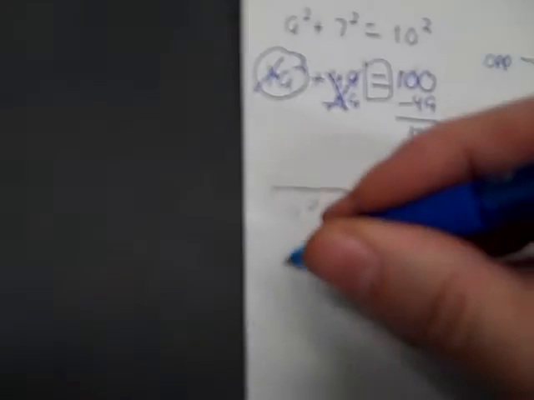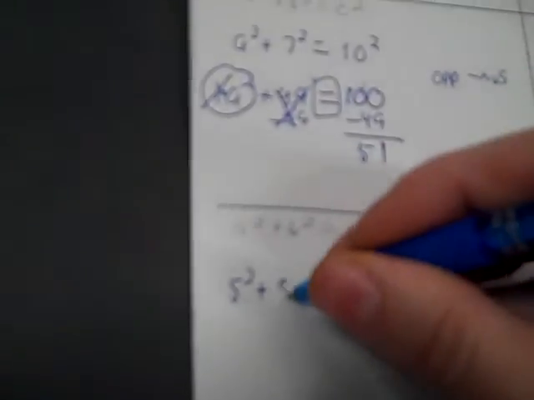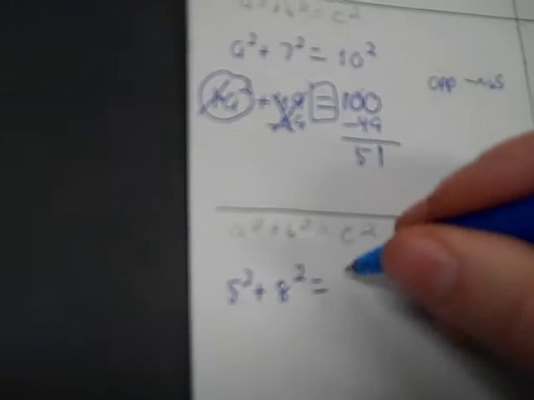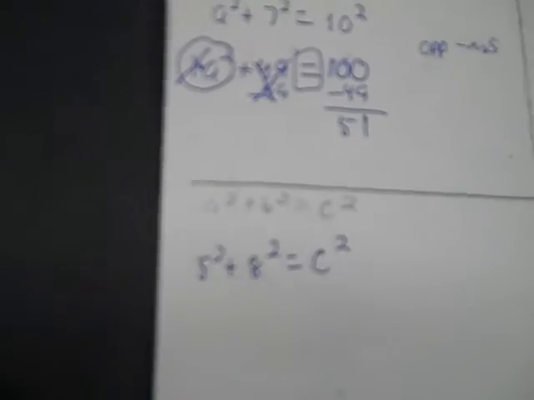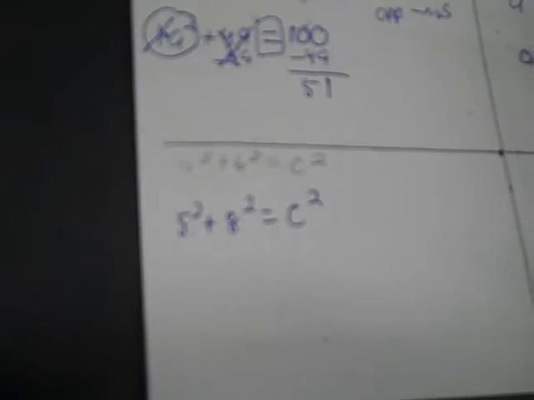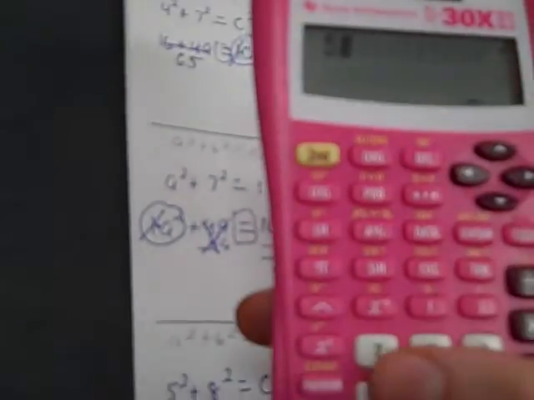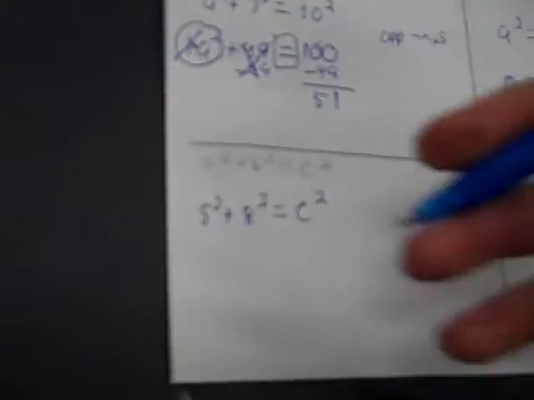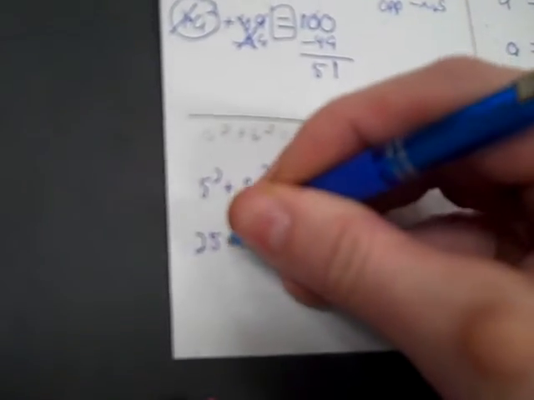Okay, my next one. My A is 5. My B is 8. I do not know my C. Don't write X again. Keep it the same letter. So now get rid of as many of the second powers as you can. You're simplifying the equation. So 5 to the second, it'd be 5 times 5. That'd be 25. Plus 8 to the second, I can get rid of the second power there, and that's 64.